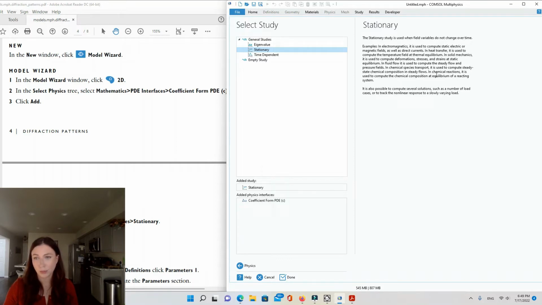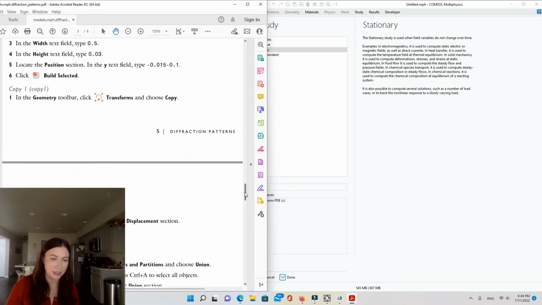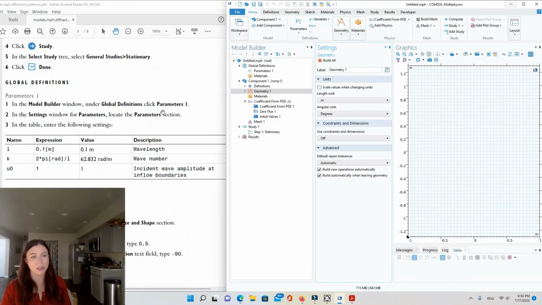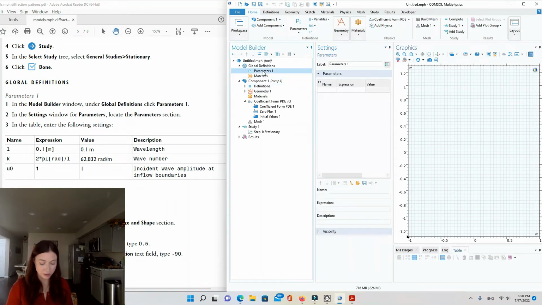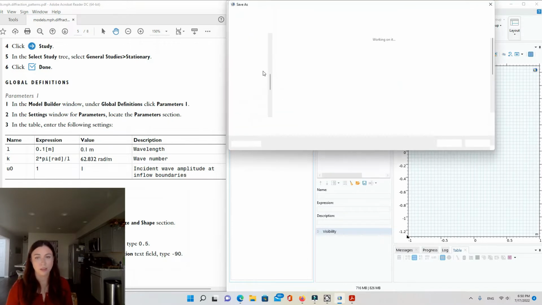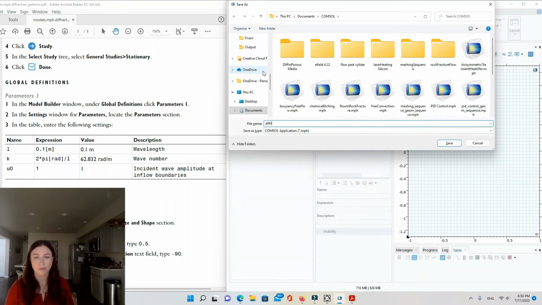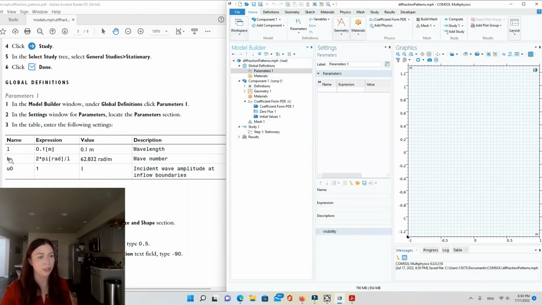It gives you some examples here. In fluid flow, it's used to compute the steady flow and pressure fields. So that seems appropriate since we have a steady incidence flow. Alright, so let's go ahead and put in our global definitions parameters. Actually, let's save first. Diffraction patterns. Save, and then we're going to enter these parameters into the table.